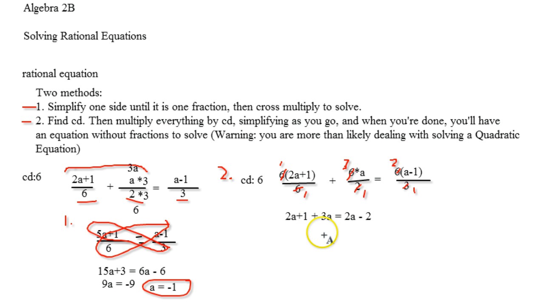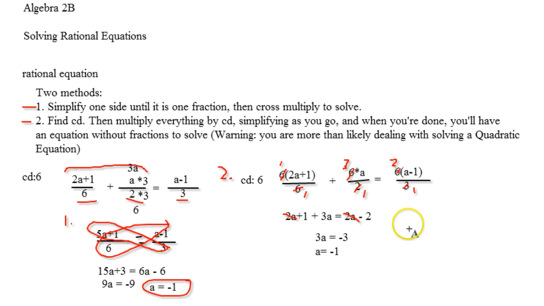Technically I can subtract the 2a's. I have a 2a on each side, so those will cancel out. If I subtract the 1, I should get 3a equals negative 3, and then a equals negative 1.